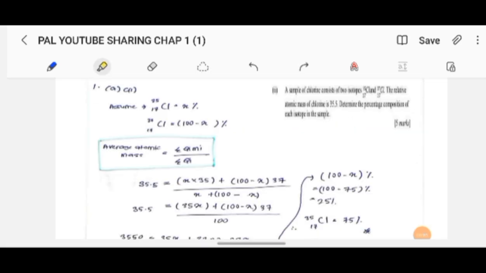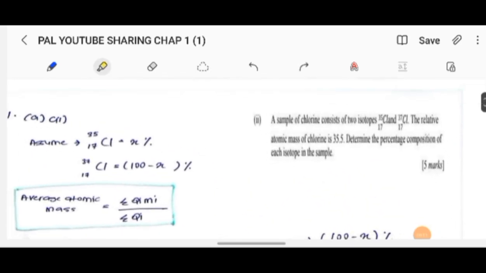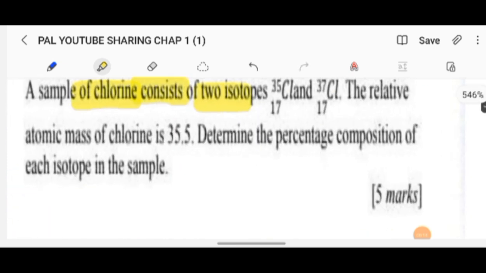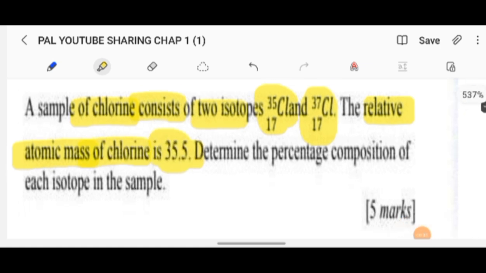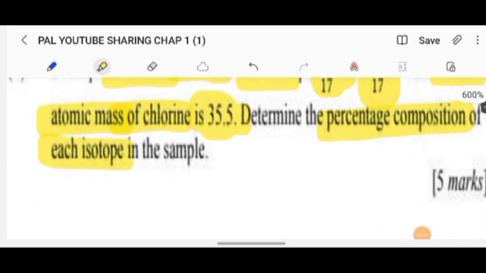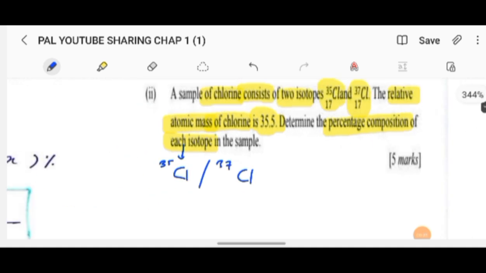Roman 2. The question says the sample of chlorine consists of two isotopes, which are 35Cl and 37Cl, and the relative atomic mass of chlorine is 35.5. We want to determine the percentage composition of each isotope, the percentage of isotope 35Cl and also 37Cl.